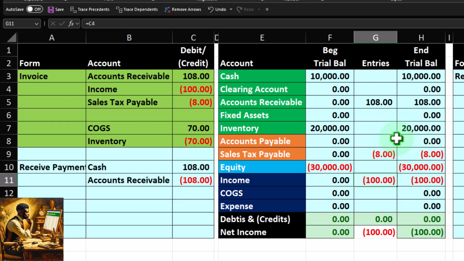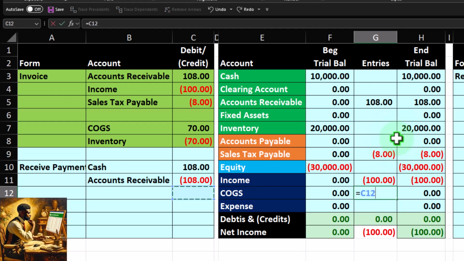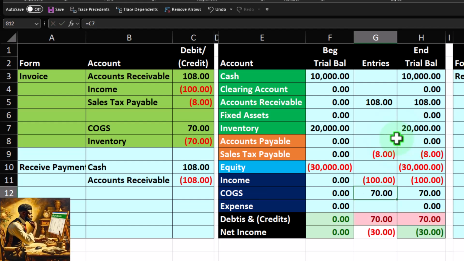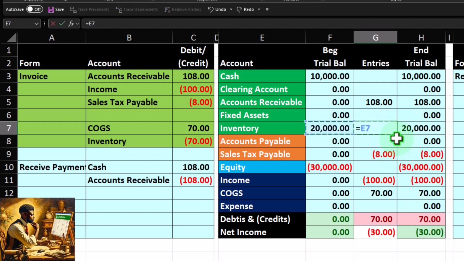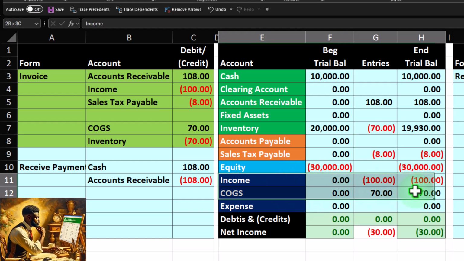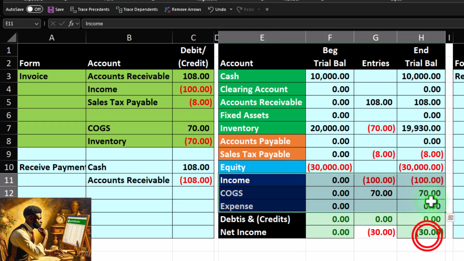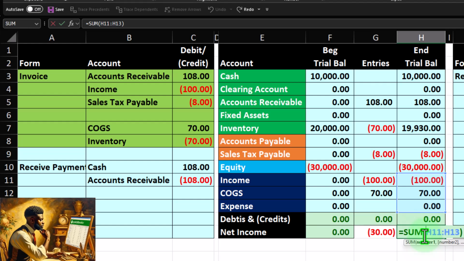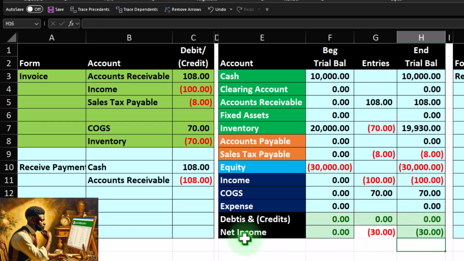So bear with me. We're going to then say that the cost of goods sold is going to be for the $70 for the sale of the inventory, and then inventory is going to go down with a credit of $70. So the net impact on net income, which is this bottom part of the trial balance, is $30. 100 minus 70. And then they will pay us.